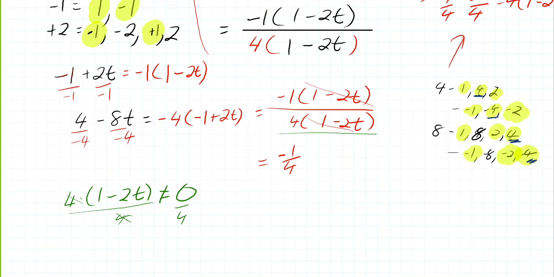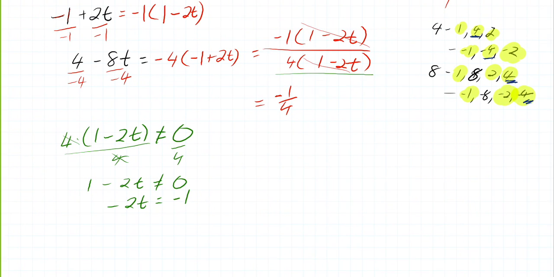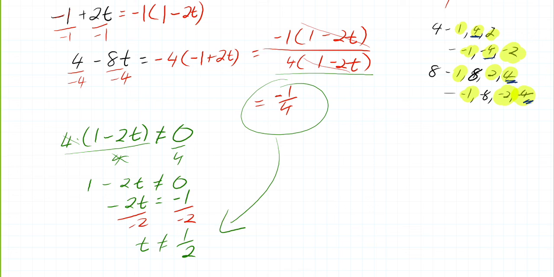And essentially, like an idea of canceling out, it becomes 1 minus 2t does not equal 0 divided by 4, still 0. We bring the 1 over, we would end up with -1. And because there's a 2 there, we divide both sides by -2. We end up with t cannot equal positive 1 over 2. So there's our restriction. Here's our simplification, and that's our restriction along with it, okay?